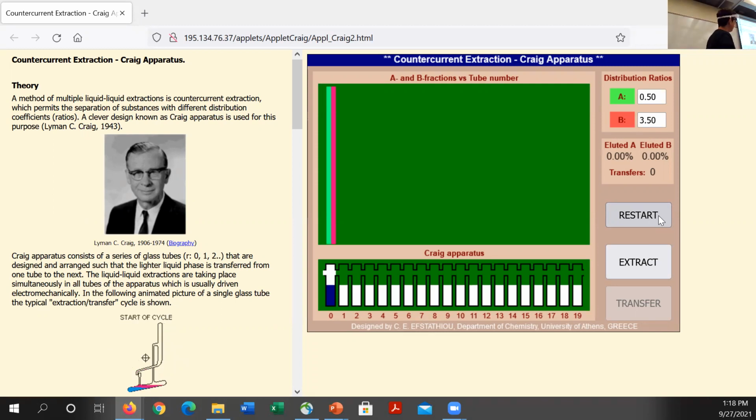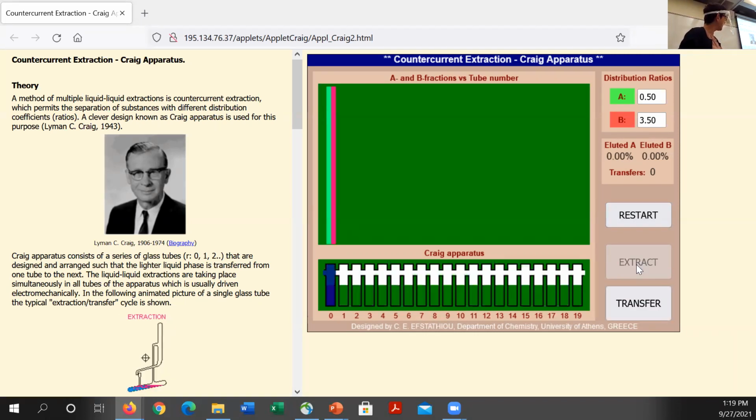So that is the setup. Look above here at the partition coefficient. B has a higher partition coefficient than A. That means the same as the previous slide: B is more soluble in the moving phase, the mobile phase, and A is more soluble in the stationary. So you expect that B is going to move faster. So let's do that. Let's extract.